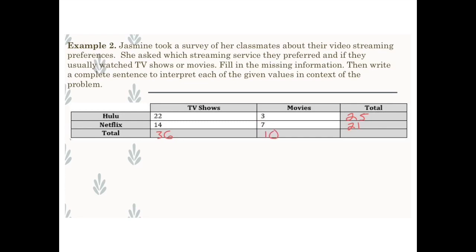Alright, now for my last category here, the total number of people in the survey. I would do this one of two ways. We can add together our totals from the bottom here, which would be 36 plus 10, and that gets me 46. And I also want to double check to make sure if I add together my totals for my column, I get the same thing. So 25 plus 21 is again going to be 46. And now I know that I've done this correctly. Okay, let's go ahead and interpret some of these on the next slide.